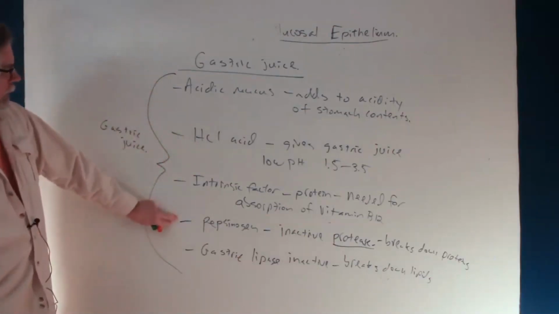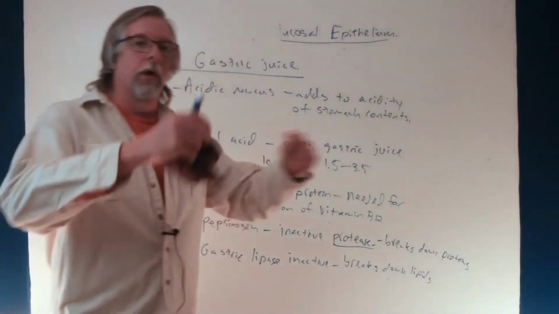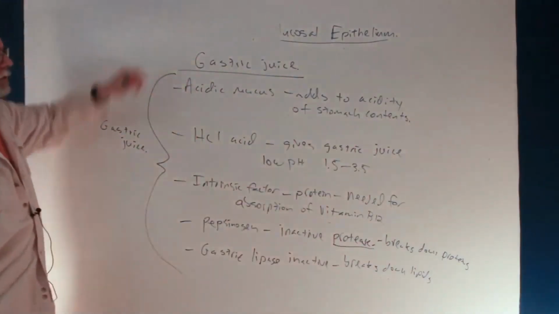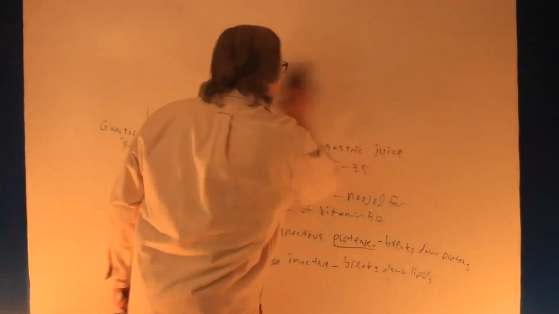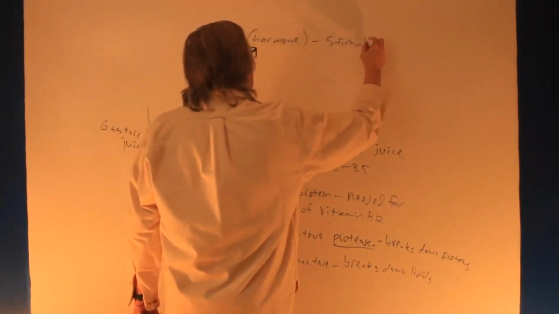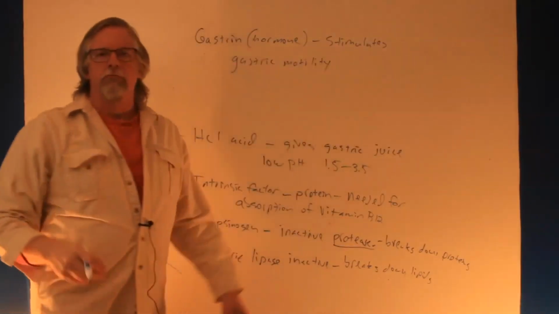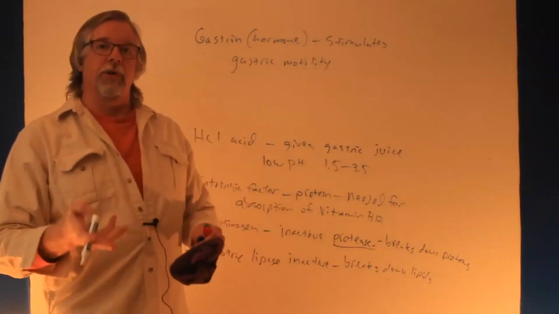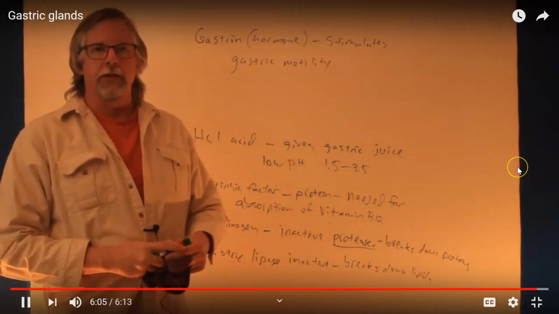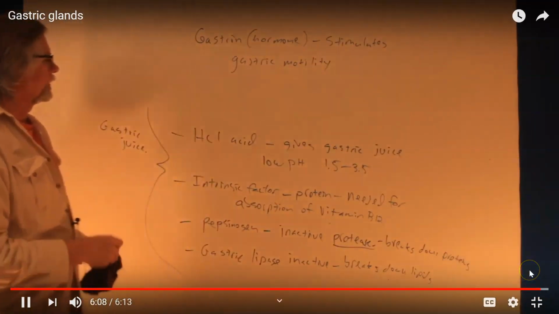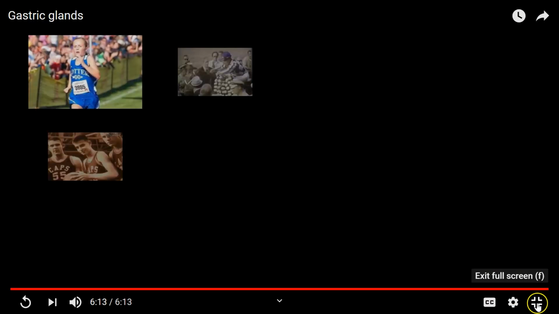Acidic mucus comes from the mucous neck cells, hydrochloric acid and intrinsic factor coming from the parietal cells, pepsinogen and gastric lipase are coming from the chief cells. They all mix together, and that's going to enter into the stomach contents. Other secretion, the hormone gastrin, this stimulates gastric motility, which means movement of chyme through the stomach onto the next segment of the intestinal tract, the small intestine.